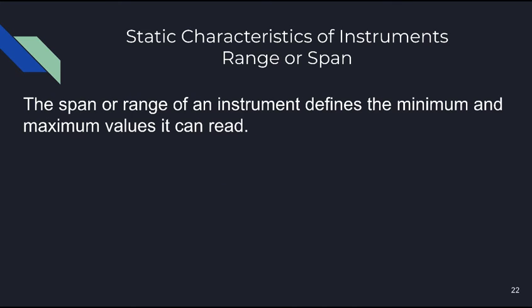The range or span of an instrument defines the minimum and maximum values of a quantity that the instrument is designed to measure. A particular micrometer is designed to measure dimensions between 50 and 75 millimeters. What is its measurement range? Well, it's simply the difference between the maximum and minimum measurements. Therefore, in this case, the range is 75 minus 50, or 25 millimeters.